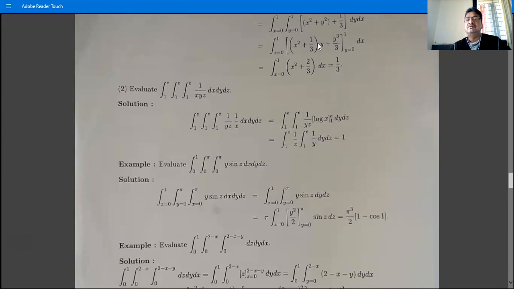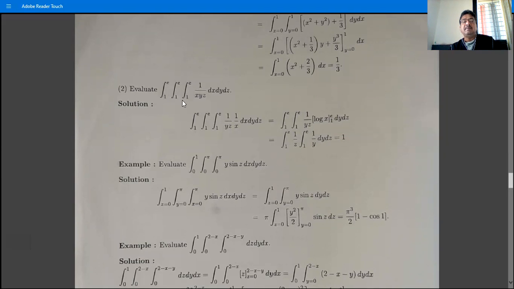So if we substitute y as 1, we have x square plus 1 by 3, which is 2 by 3, and if we substitute y as 0, we get answer 0. And then its integration with respect to x: x square integration is x cube by 3, and 2 by 3 integration is 2 by 3 into x, and then value at the upper limit minus value at the lower limit, we have the answer 1 by 3.